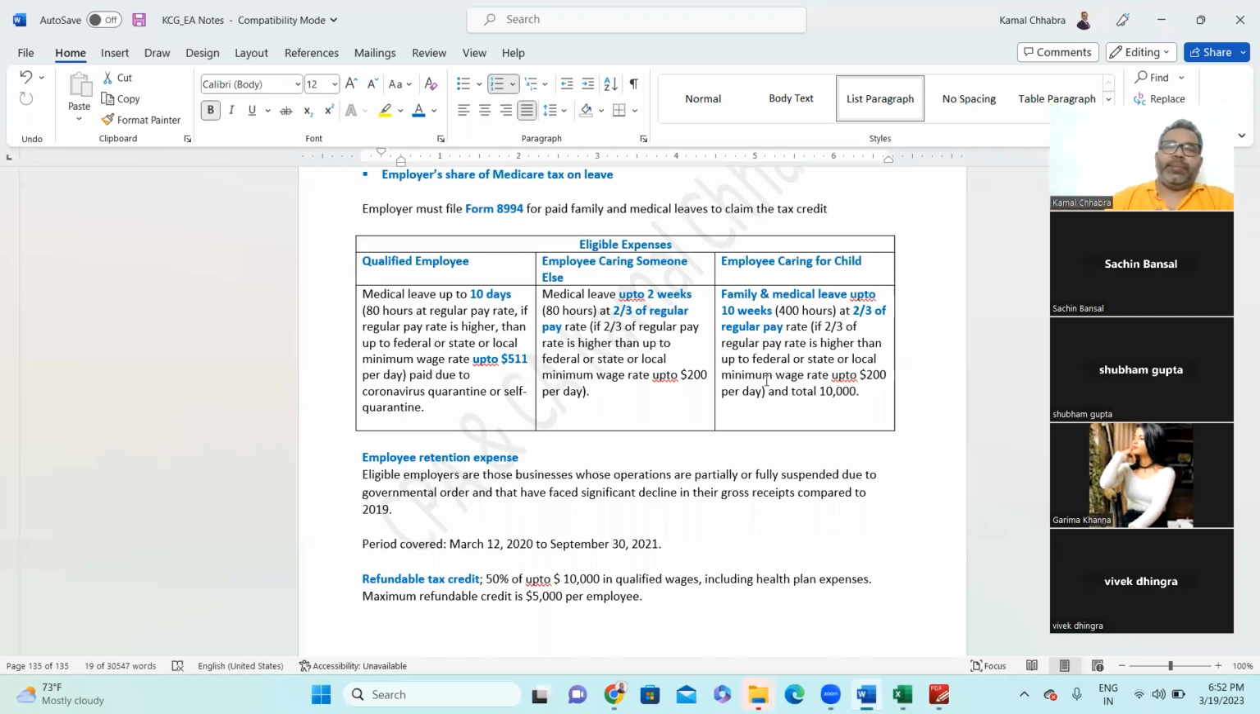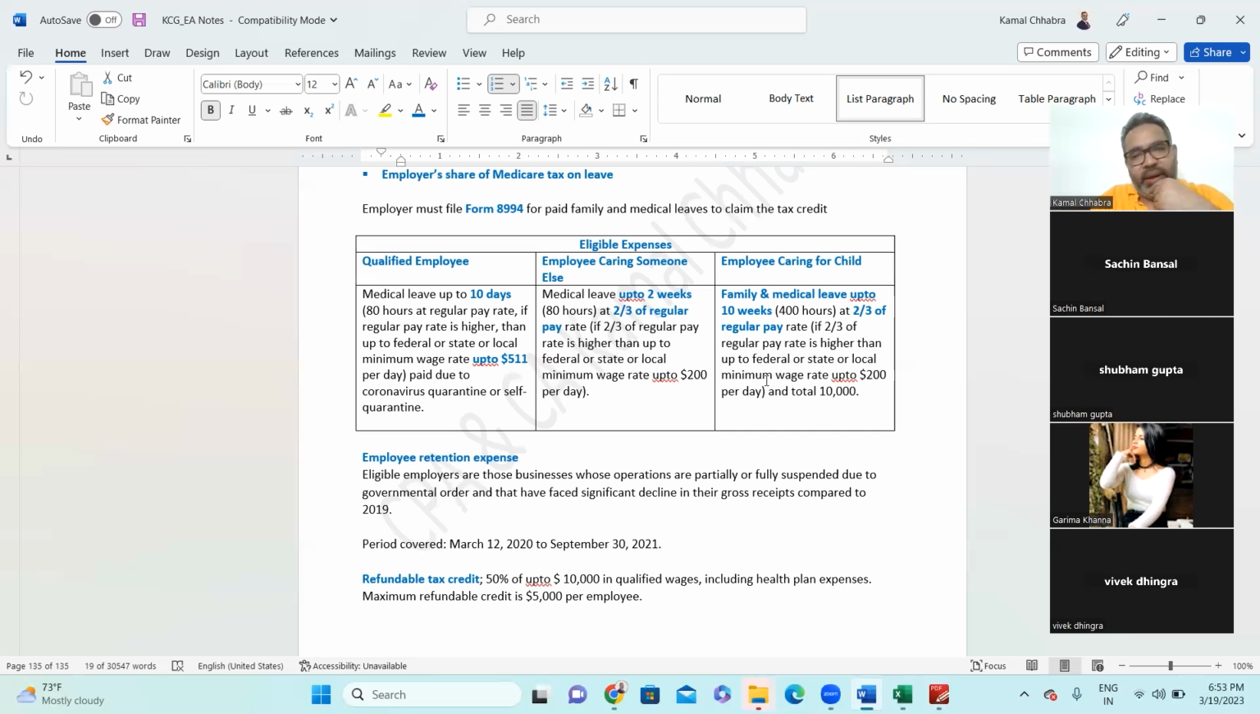So if you are paying, let's assume $200 a day, then you'll be paying $200. If you are paying $800 a day, then the minimum you need to pay is at least $511. So $511 is the statutory limit. If you are normally paying less than that, then that is okay. Or if you are paying more than that, then at minimum you need to pay $511 per day. Make sense? For any quarantine period of an employee, right?